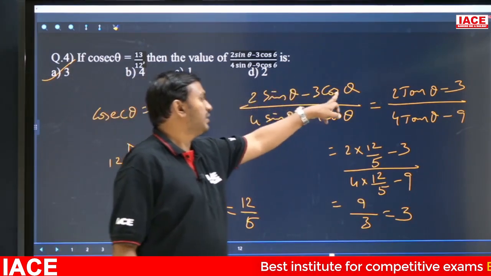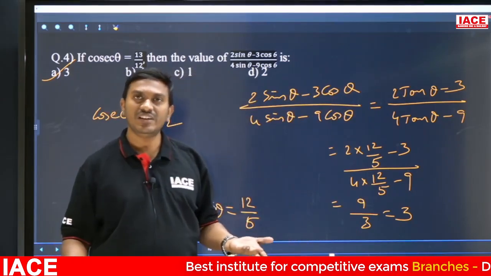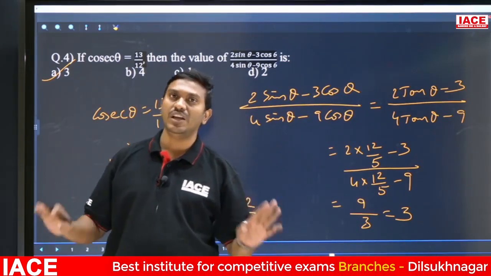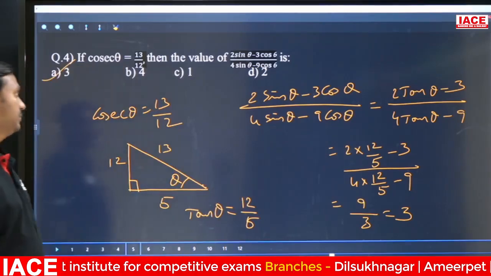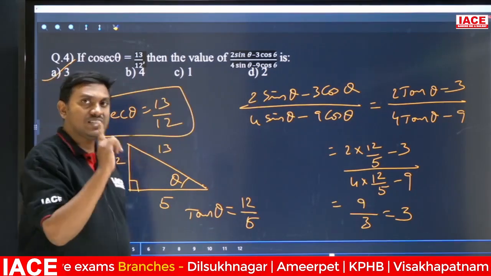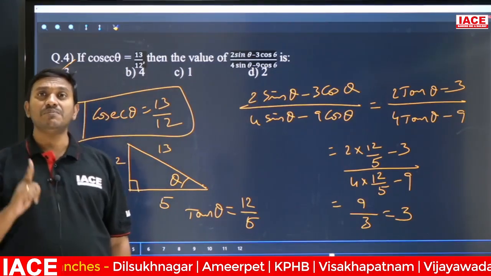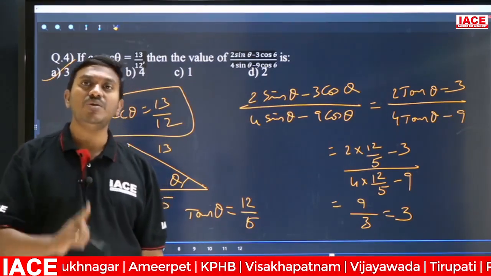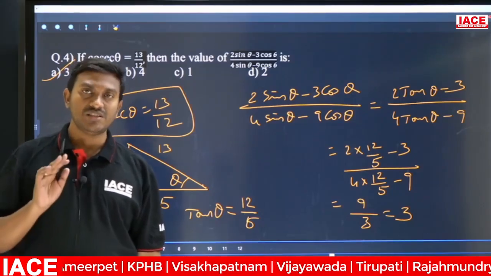12 by 13, 5 by 13, you substitute and simplify. Finally you will get the answer, how much? 3. Anyway we can do. Okay, right. Point here you have to know: anytime a trigonometric ratio is given, compulsory that question we have to solve by using Pythagoras theorem. That is the point you have to know.